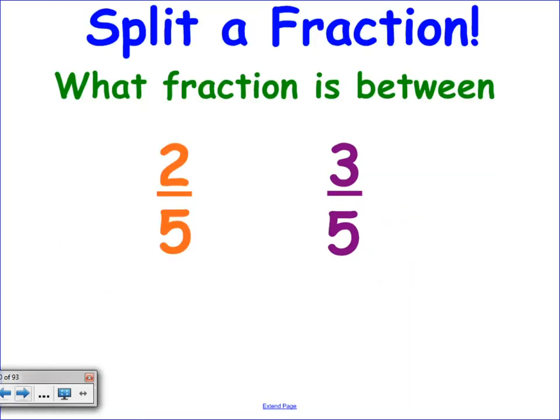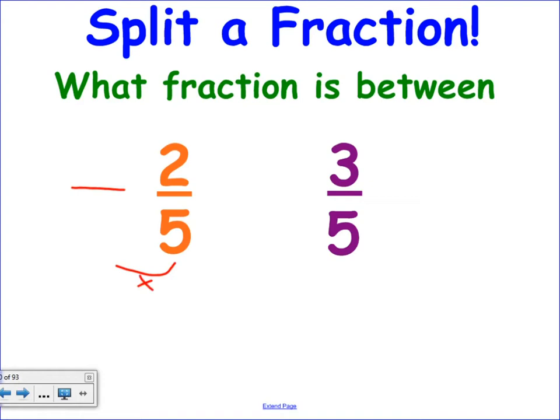You can use this process to split fractions. In some exam papers, they've given you a question like this and they've said, what is the fraction between 2 over 5 and 3 over 5? Now, when you look at it, you think, well, there's no gap. There's 2/5 and 3/5. But you can create the gap using equivalence. So what could I do to those fractions and keep them equivalent? What's the easiest thing to do?